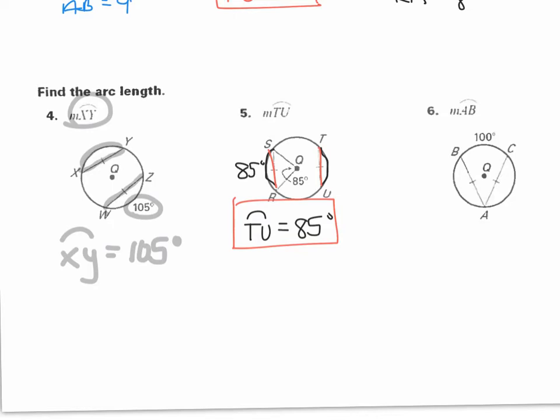So you know this arc is 100. And you know this arc and this arc must be congruent because their corresponding chords are congruent. So since all arcs add up to equal 360, I would do 360 minus 100, which is 260. And then I'm just going to divide that by 2 to figure out what one of them equals. So arc AB is 130 degrees.